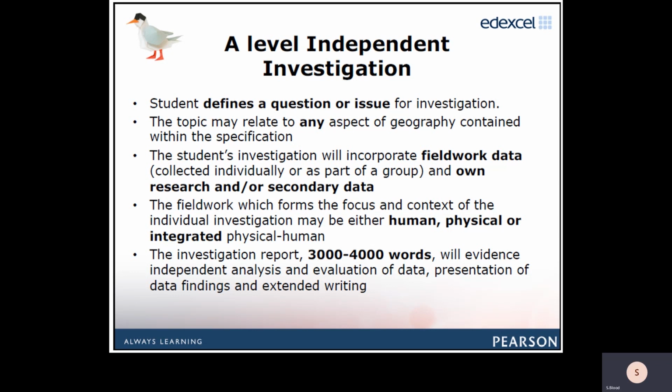They have to come up with their own methods in which to collect this data. And with this, they will then analyse their investigation title and have to put it together to fit a 3,000 to 4,000 word piece of coursework.